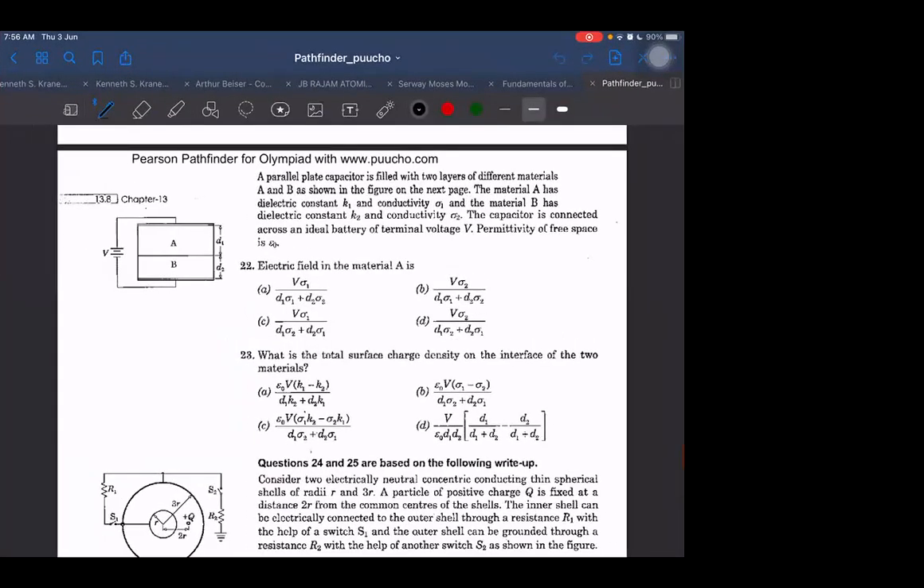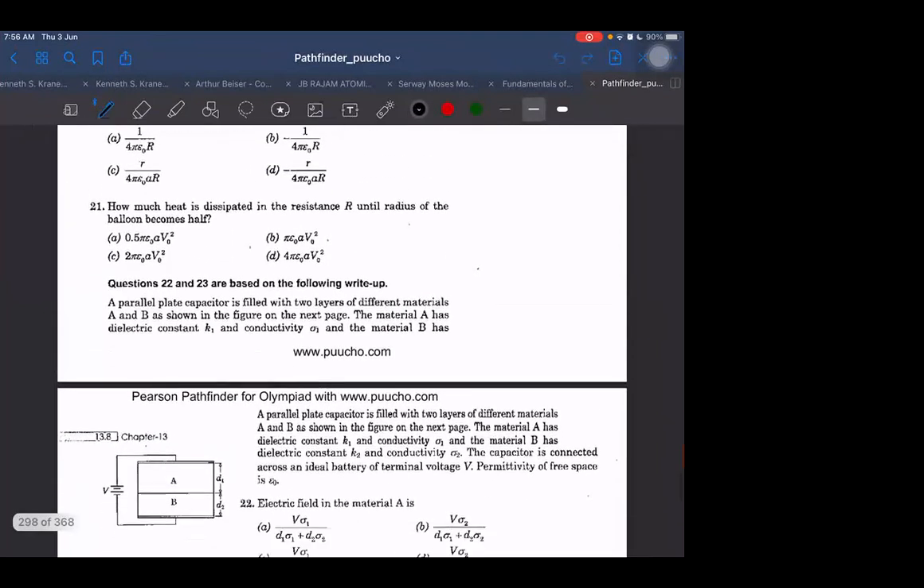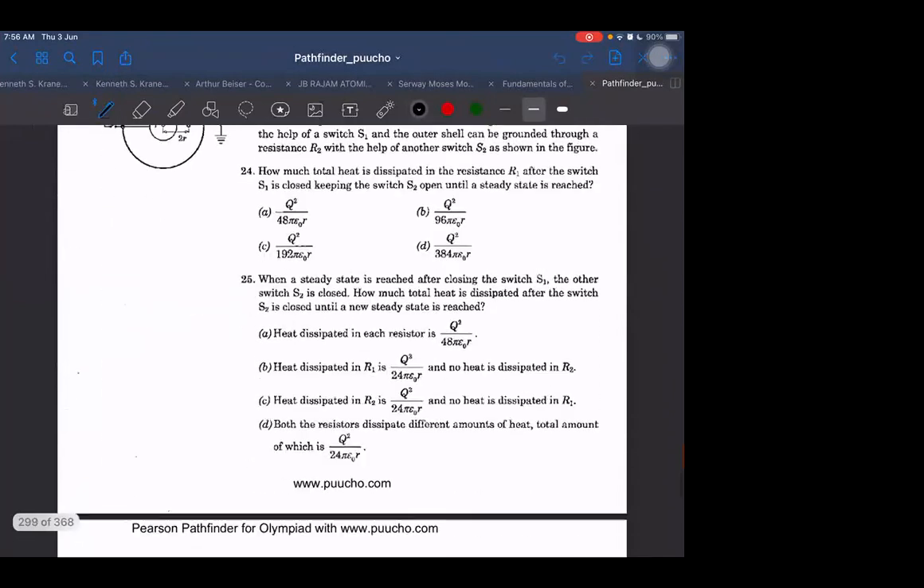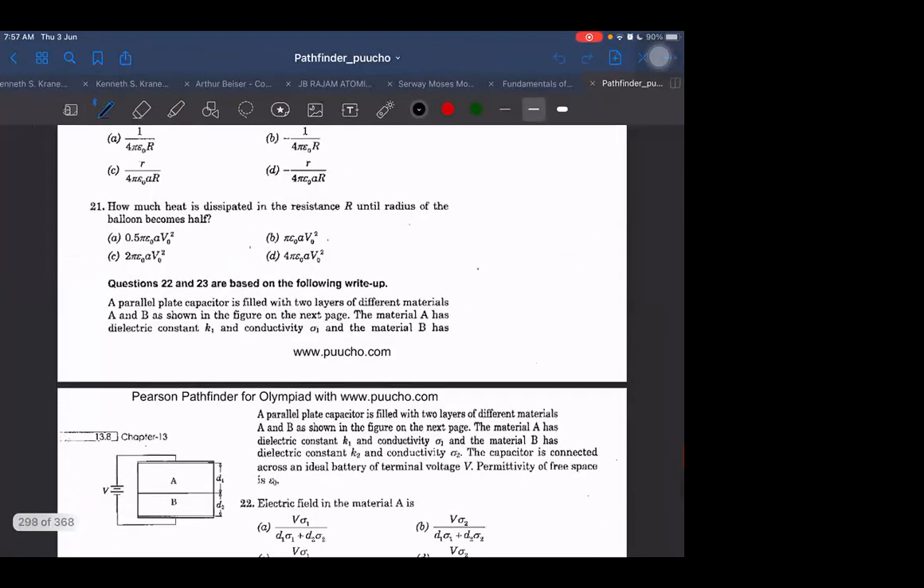This question is also good. We can do this one. 24, 25. All these questions are nice. 22 onwards, 22 to 25. I would like to do all of this. Let us first pick up these questions.